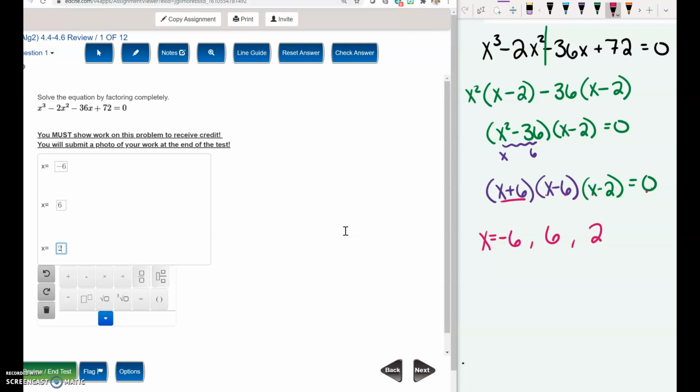Now the order that you type these in does not matter. It's going to grade these as a group, so as long as you have negative 6 in one of those fields, positive 6 in one of them, and 2 in one of them, you should get that answer correct.